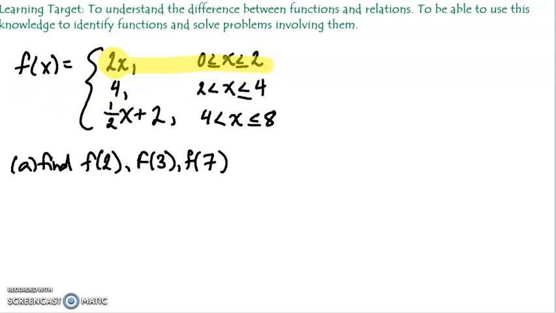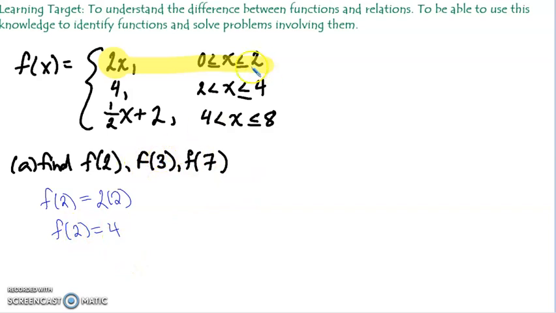Well, the only region of this piecewise function that touches 2 and includes 2 is right here in this first section. So you actually can't do the calculation here or here, because x equals 2 doesn't exist in this domain or this domain. So to find f of 2, we're going to take 2x, which is the function, and replace x with 2. Okay, so f of 2 is 4.